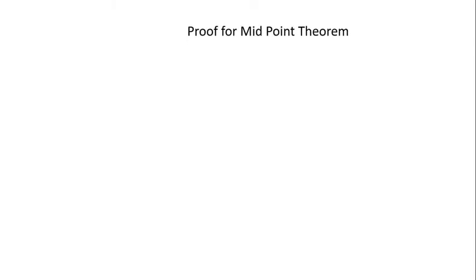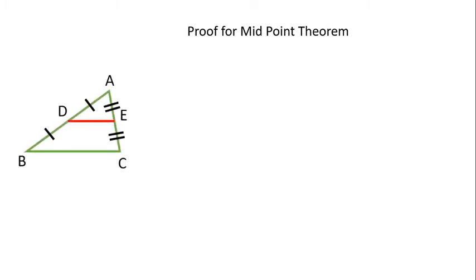Okay, first let us consider midpoint theorem. So this is the figure. Observe the figure carefully. D and E are the midpoints of AB and AC. And we have to show that DE is parallel to BC and DE is half of BC. So we have to use BPT only.